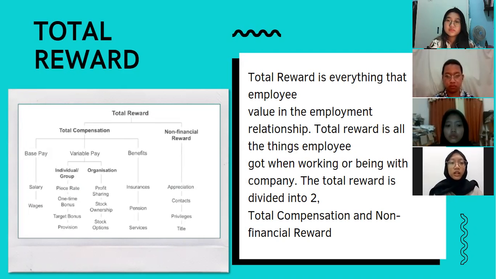The individual or group level contains business rate, one-time bonus, target bonus, and provision. The organization level contains profit sharing, stock ownership, and stock option. Benefits contain insurance, pension, and service. Non-financial reward contains appreciation, context, privilege, and title. Next.